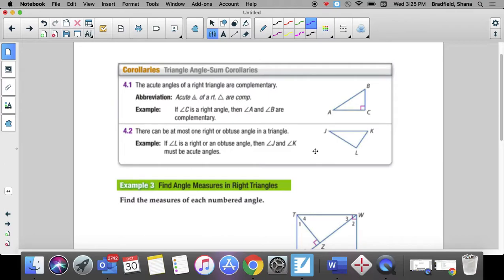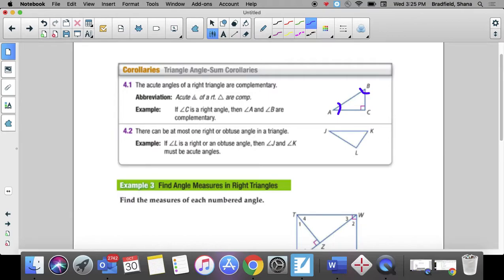This next section, it says triangle angle sum corollaries. So when we had postulates, postulates were facts that we know. Theorems were ideas that were proven to be true. And corollaries are like extra things that we know because of a theorem or postulate. So some of these are kind of logical. Like the first one here says the acute angles of a right triangle are complementary. So it's saying that angle A and angle B have to be complementary, or add up to 90 degrees.